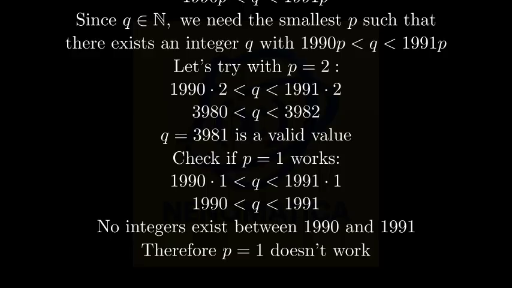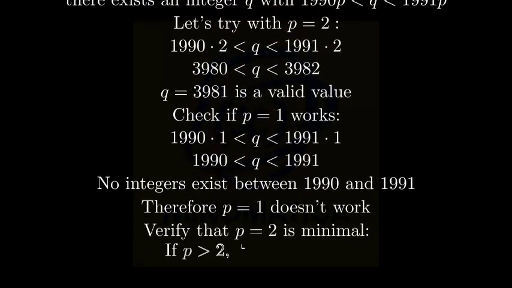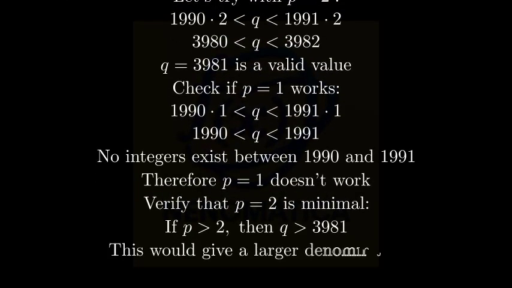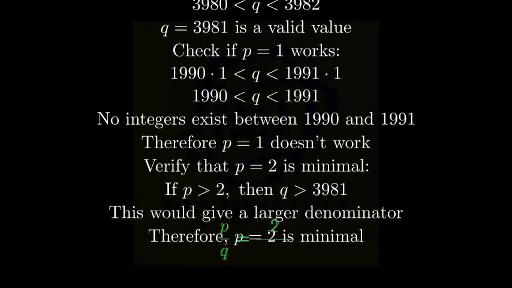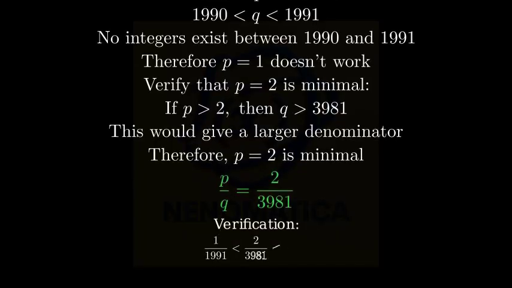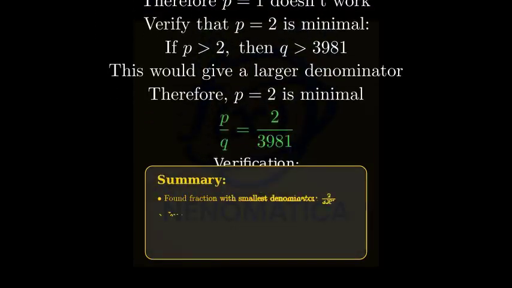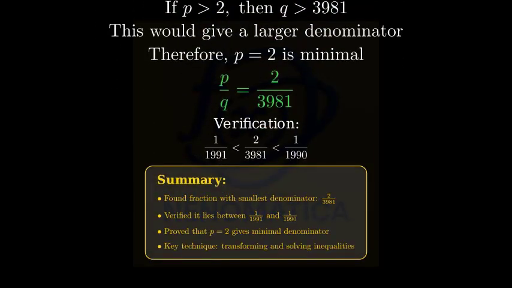Let's double check that p equals 2 is indeed the minimal value. What if p were greater than 2? Then q would have to be greater than 3981, making our fraction p over q have a larger denominator. So p equals 2 is indeed the smallest possible value. Therefore, our final answer is the fraction 2 over 3981. In summary, we found that the fraction 2 over 3981 is the fraction with the smallest possible denominator that lies between 1 over 1991 and 1 over 1990.